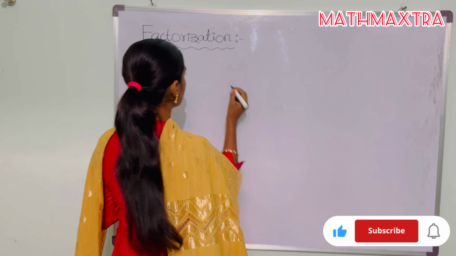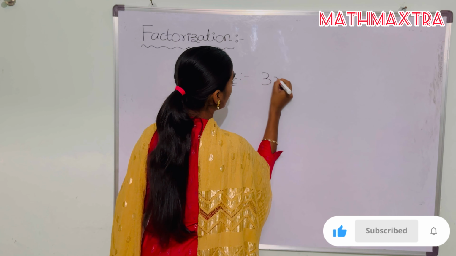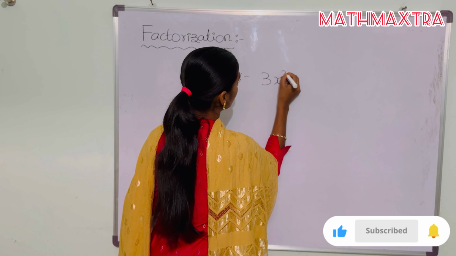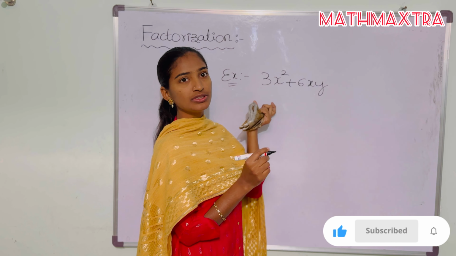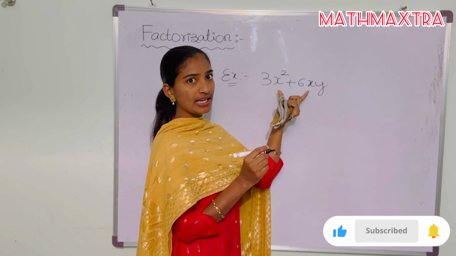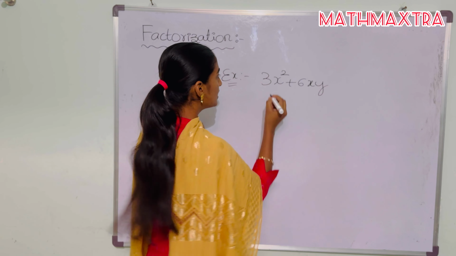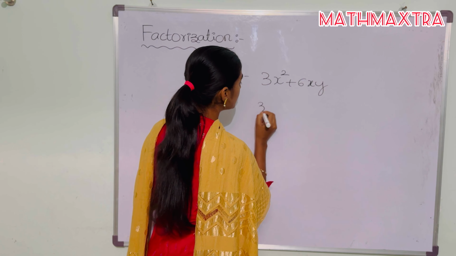Okay, I take one example. So our example is 3x square plus 6xy. Now you see what is common in these two terms. It is an algebraic expression first. Now we are writing this algebraic expression in such a way that it is a product of two algebraic expressions. See what is common in this? 3x is common. So what remains? x plus 2y remains.